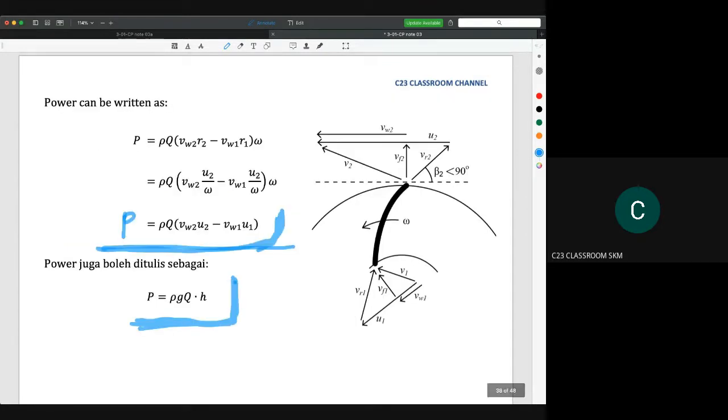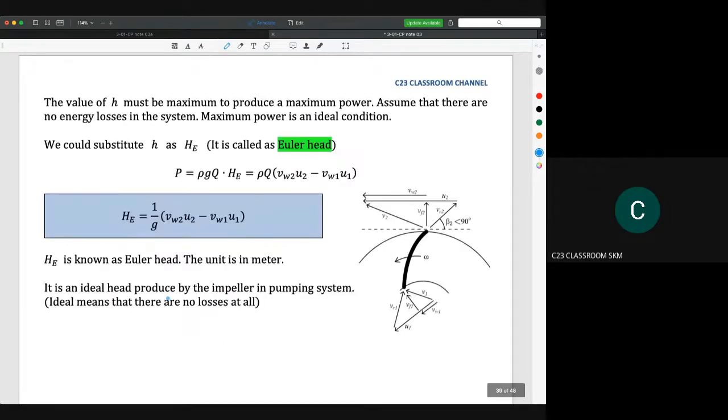So we could have this equation and we also have this equation. So then we could equalize these two terms. If we equalize them, we have power equal to rho g Q H, equal to rho Q (V2 U2 minus V1 U1). So this is the assumption, or the idea, we use to calculate the value of H.